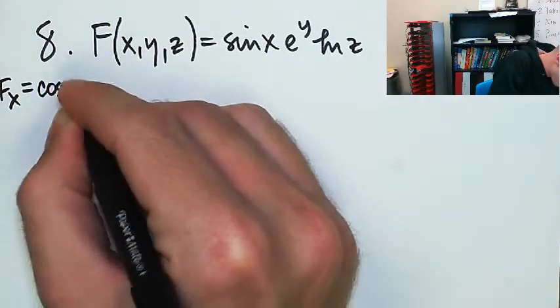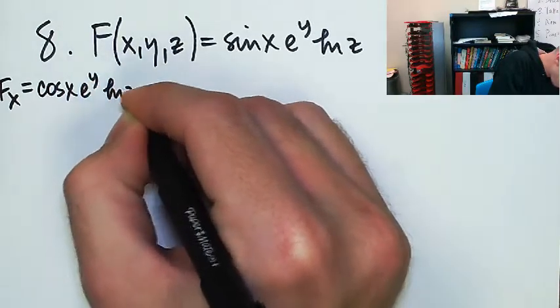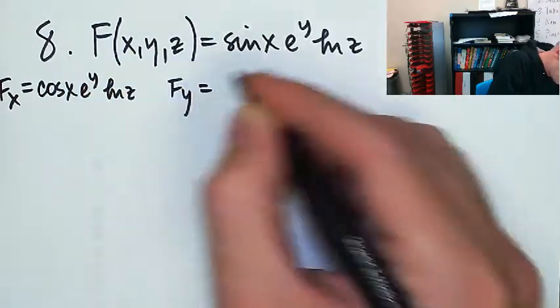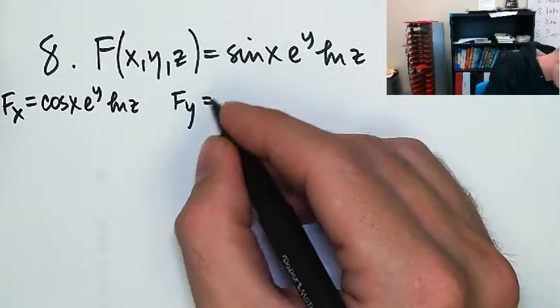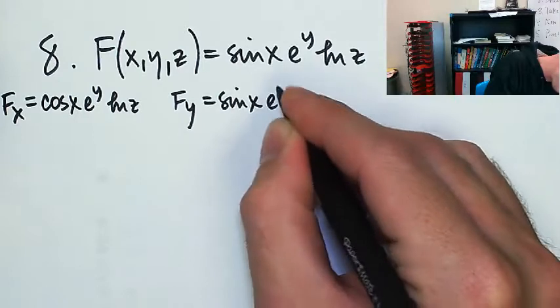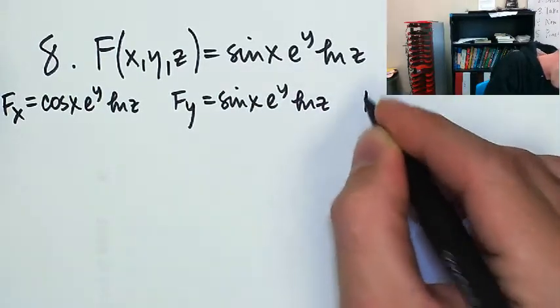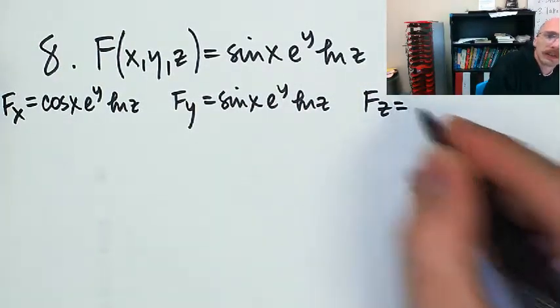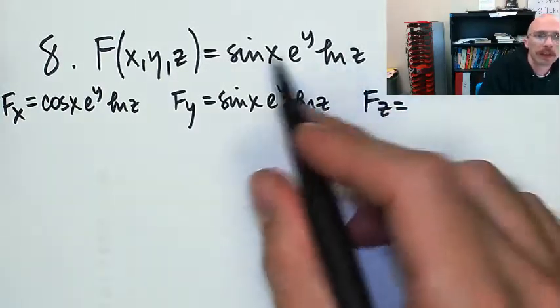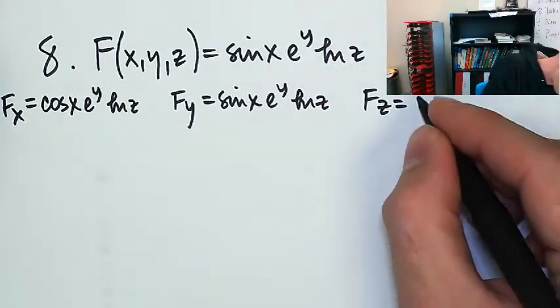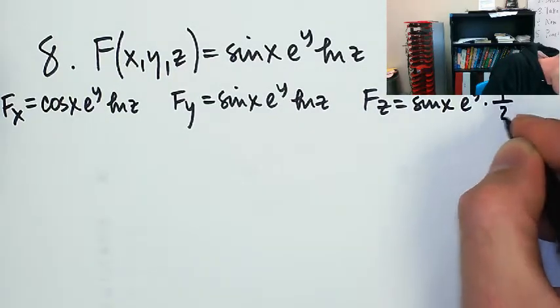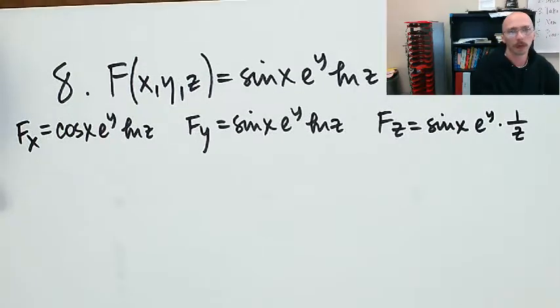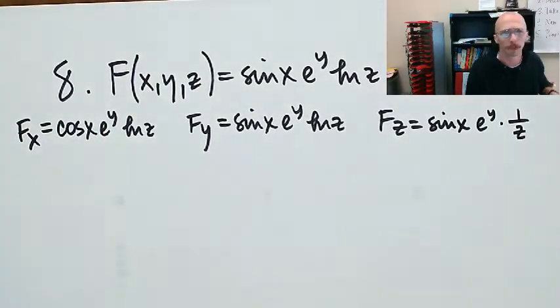fx is going to be cosine x e to the y log z. fy is going to be equal to sine x e to the y is its own derivative, so it'll be sine x e to the y log z. And fz is going to be, okay, 1 over z times this stuff, so sine x e to the y times 1 over z.